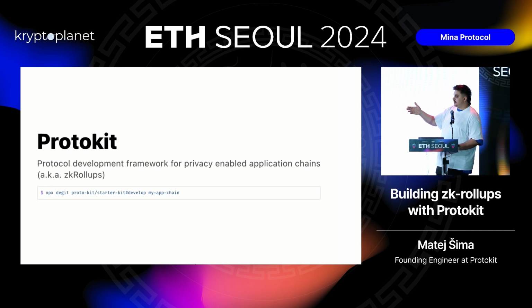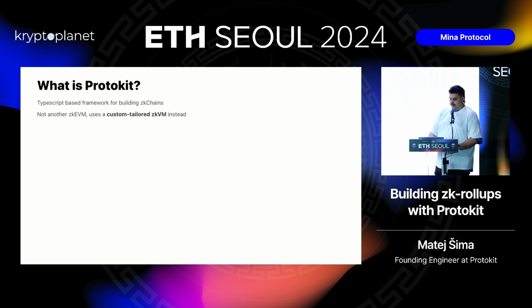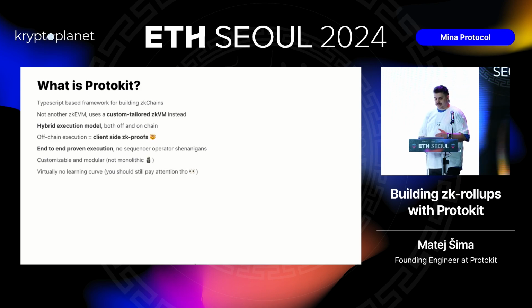Getting started with Protokit is really simple. All you have to do is clone the starter kit. So what is Protokit? It's a TypeScript-based framework for building application chains or ZK chains or ZK rollups. It is not using an EVM execution environment, so it's not another ZK VM. Instead, it's a custom-tailored ZK VM that allows you to write application-specific code, making your chain a lot faster than running general-purpose EVM or any sort of general-purpose smart contract execution engine.